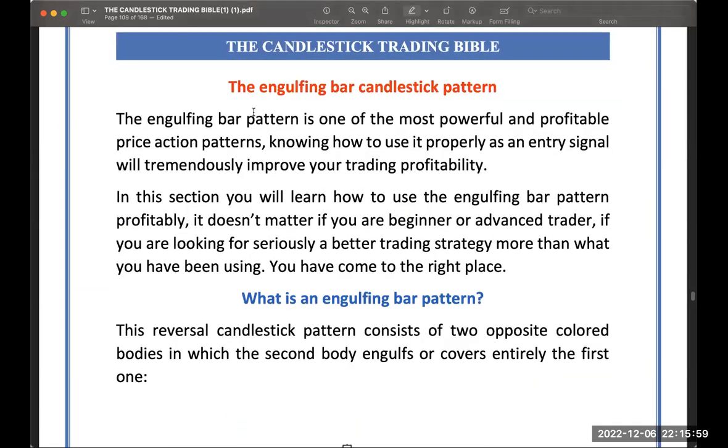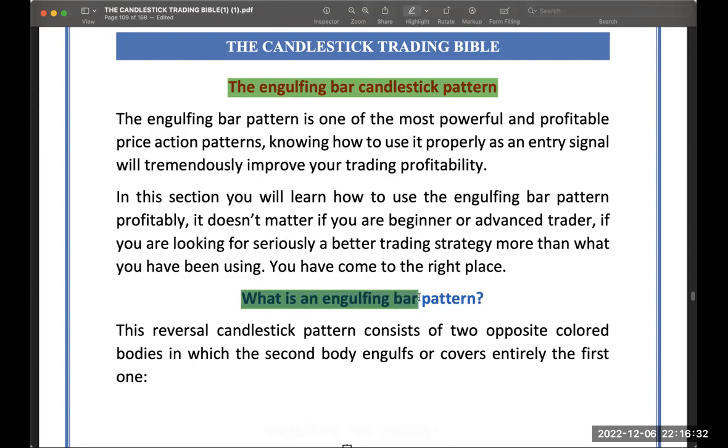So we're going to now talk about the engulfing bar candlestick pattern. The engulfing bar pattern is one of the most powerful and profitable price action patterns. Knowing how to use it properly as an entry signal will tremendously improve your trading profitability. In this section, you will learn how to use the engulfing bar pattern profitably. It doesn't matter if you're a beginner or an advanced trader. If you are looking for a seriously better trading strategy than what you've been using, you have come to the right place.